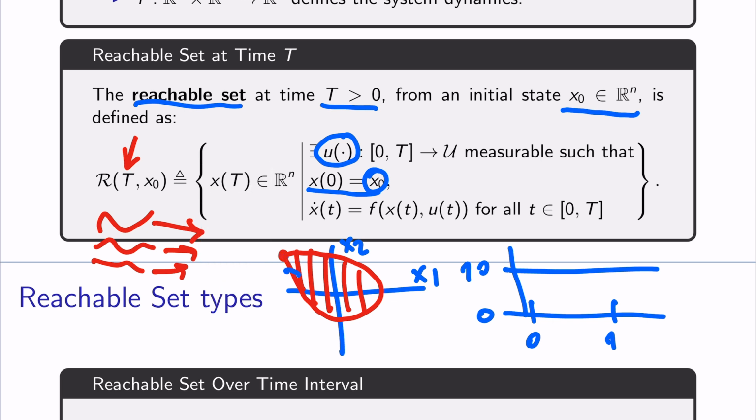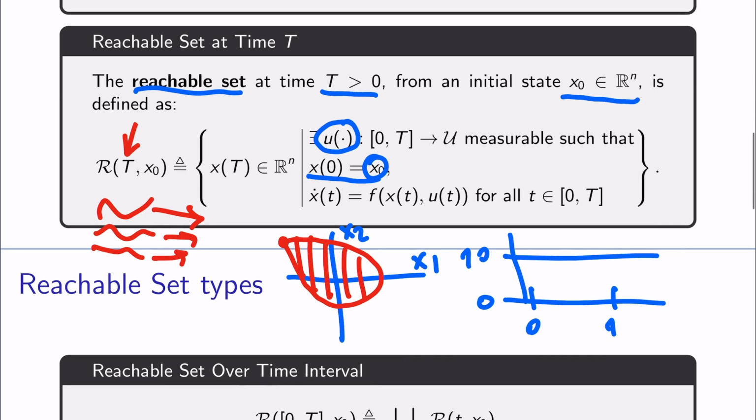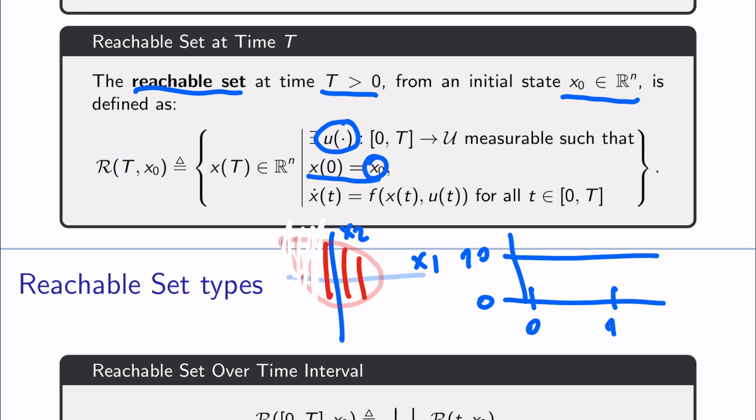Why do I mention that? Because this is one definition, and there are two other versions of reachable sets. Here we have a given time and an initial point. Not an interval, just a given time. We are looking at the end of time, not the whole interval. This is a distinction that we need to keep in mind.